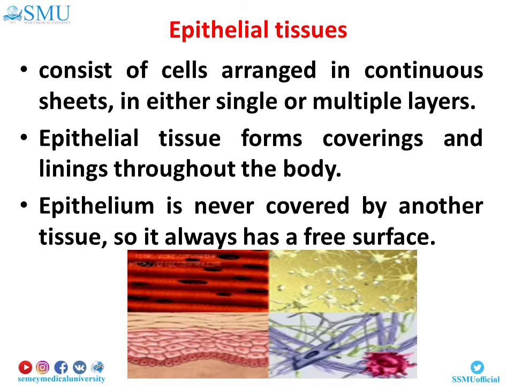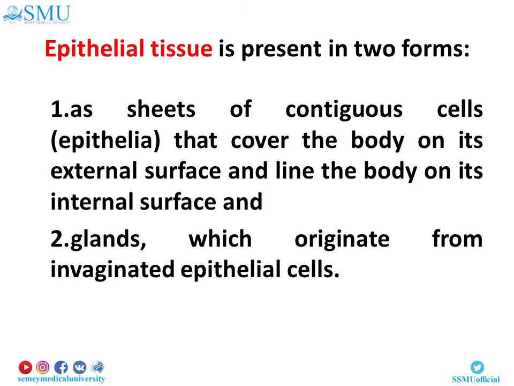Epithelial tissues consist of cells arranged in continuous sheets in either single or multiple layers. Epithelial tissue forms covering and linings throughout the body. Epithelium is never covered by another tissue, so it always has a free surface.